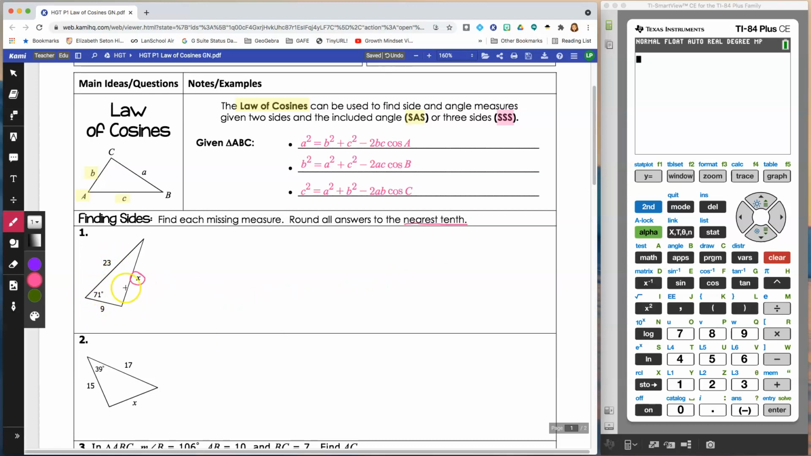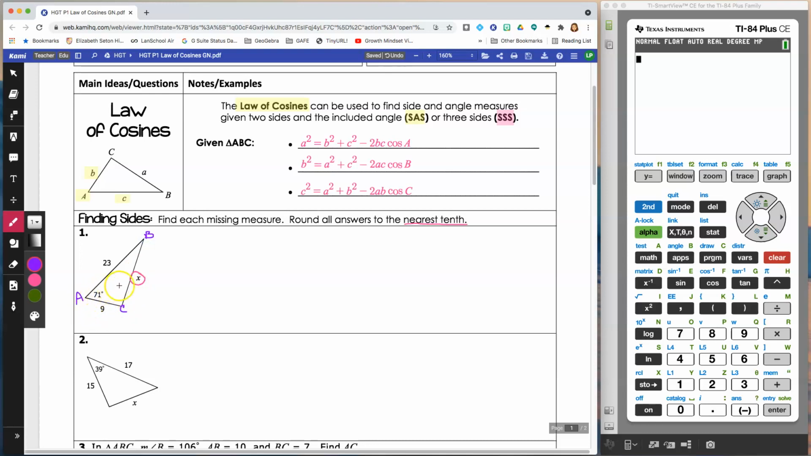So the first thing you might want to do, if it helps your own sensibilities, is go ahead and label the angles. So I'll call this angle A. I'll call this angle up here angle B, and the one down here C. And then label your sides.